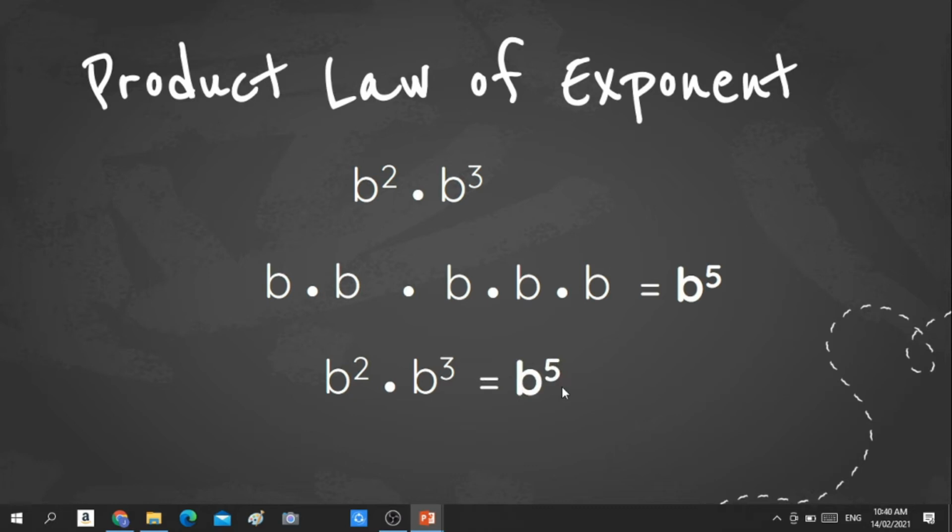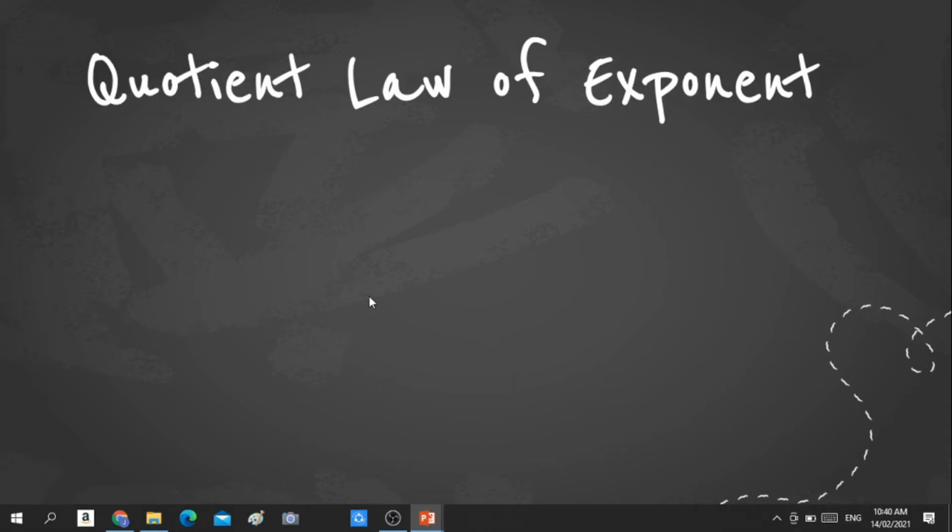Imagine or observe, anong ginawa natin kay 2 and kay 3 when it comes to multiplication of exponent? We simply add the exponent. We just need to copy the base, b, and then add the exponent 2 and 3, and that will give us b raised to 5. Next, that is product law of exponent. So again, pag product law of exponent, we just need to add the exponent. Copy the base, tapos add the exponents.